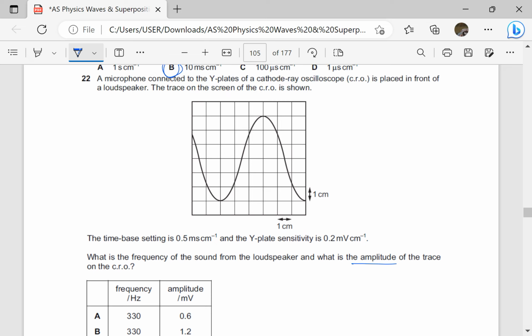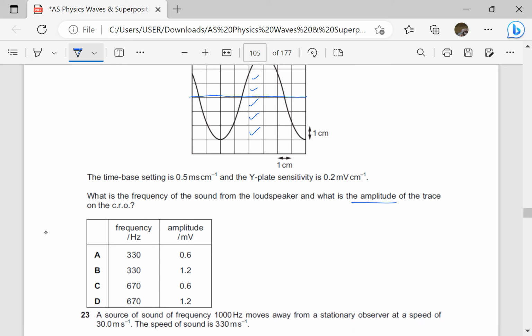Let's start with the amplitude because it is easy. So I'll just count peak to peak: 1, 2, 3, 4, 5, 6. So I divide by 2, 6 divided by 2, that is 3. So the amplitude is represented by 3 centimeters. The amplitude is going to be 3 centimeters times the Y sensitivity, 0.2 millivolts per centimeter. Per centimeter cancels, so the amplitude must be 0.6. So D is wrong and B is wrong.